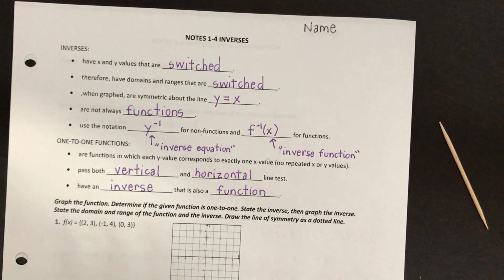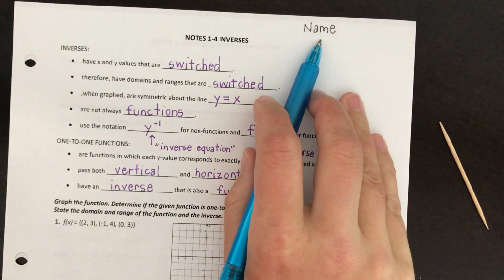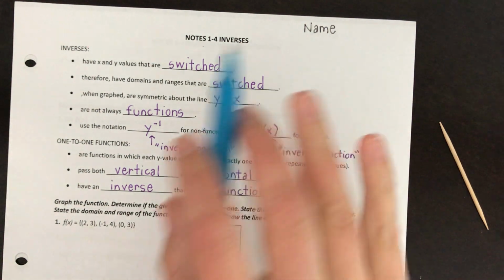Hey everyone, today we're looking at notes 1-4, inverses. Before we begin, I want to remind you that your name should be in the upper right hand corner in pen. So let's get started.